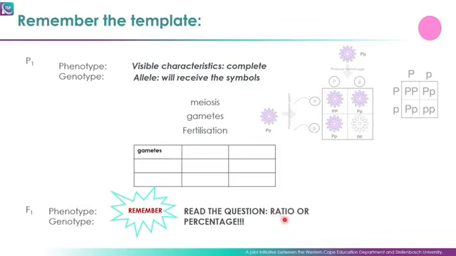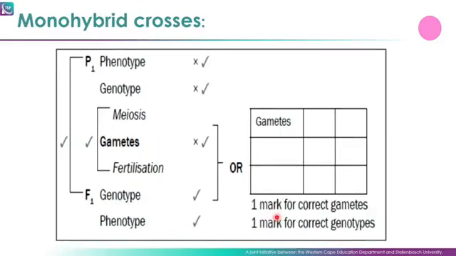And then if you give a ratio, remember to give it as simple as possible. Not a 2:2 ratio, but a 1:1 ratio. So if I summarize what I've explained to you just now, it's then the monohybrid cross.